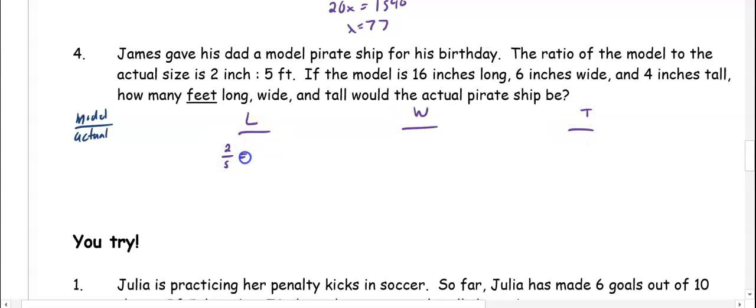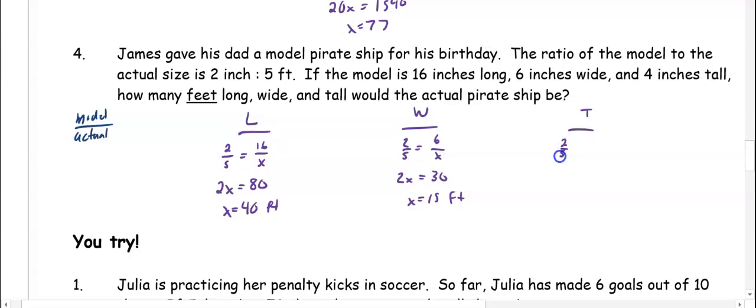We're going to have 2 over 5 equals our length, 16 over x. So when we cross multiply, we get 2x equals 5 times 16, which is 80. So x would equal 40 feet. For the width, we have 2 over 5 equals 6 over x. So as we cross multiply, 2x equals 30, divide, x is 15 feet. And then for tall, we have 2 over 5 equals 4 over x. So 2x equals 20. So x would be 10 feet.